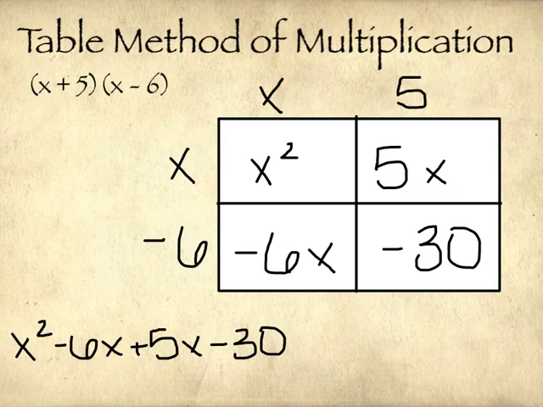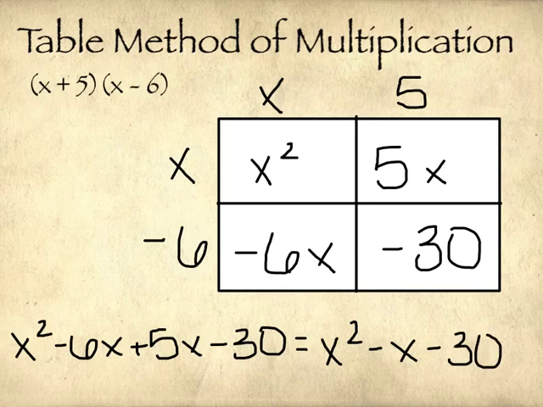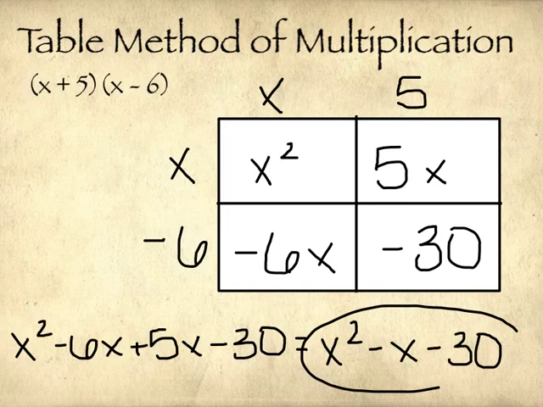We look through and see if we can combine any like terms. Sure enough, we have negative 6x and positive 5x. When we add those together, we'll get negative 1x. So our final answer comes out to be x squared minus x minus 30. And this is our final answer.